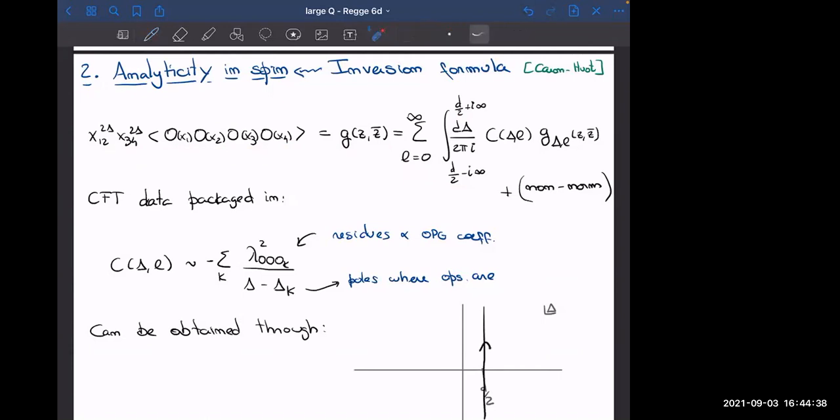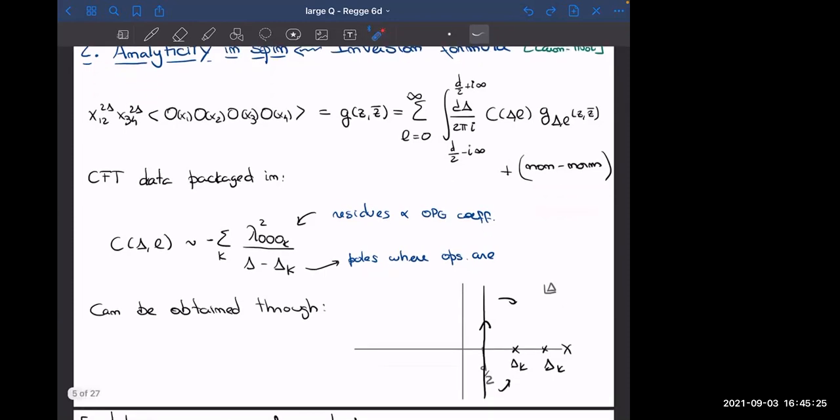And I'm integrating a function, C delta L, that has poles where the operators are, and whose residues are proportional to the OPE coefficients, such that when I deform this contour, I end up picking up the operators as the poles, and I recover my usual OPE by closing this contour to the right. And here they are just the normal conformal blocks that you decompose your correlator in. In doing this, there are some non-normalizable contributions that need to be taken care of separately, but they won't play an important role in this talk because they're not there in the supersymmetric case.